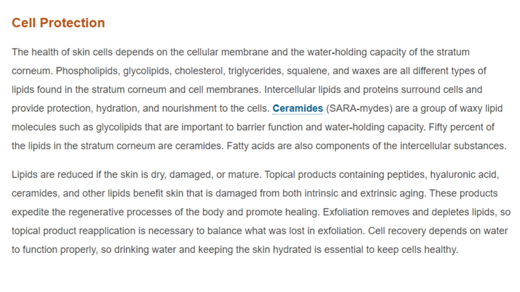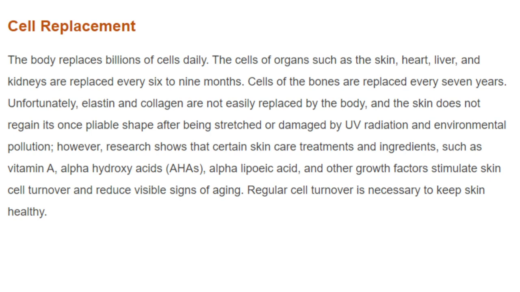Cell replacement. The body replaces billions of cells daily. The cells of organs such as the skin, heart, liver, and kidneys are replaced every 6 to 9 months. Cells of the bones are replaced every 7 years. Unfortunately, elastin and collagen are not easily replaced by the body, and the skin does not regain its once pliable shape after being stretched or damaged by UV radiation and environmental pollution.